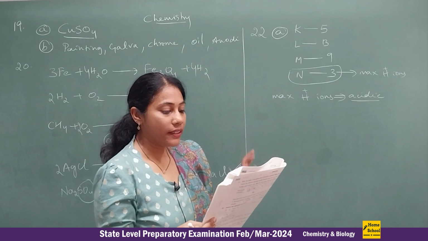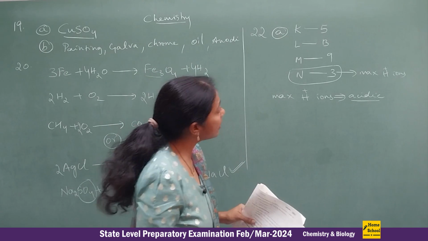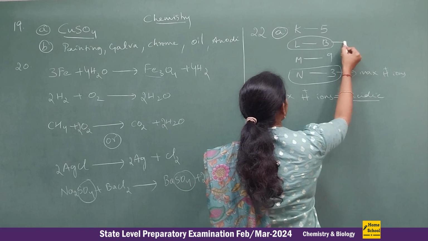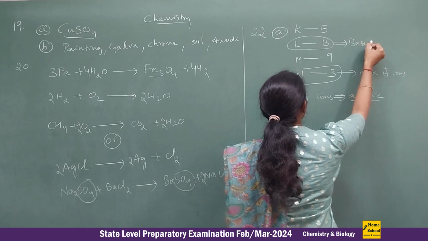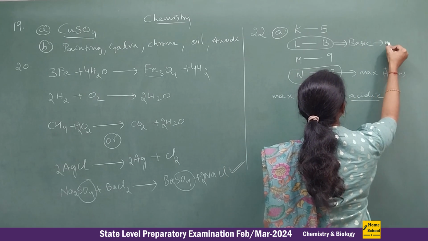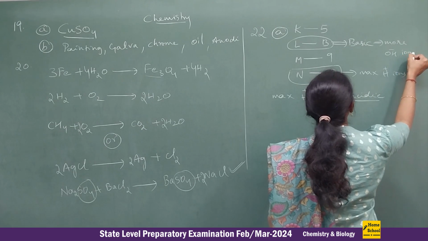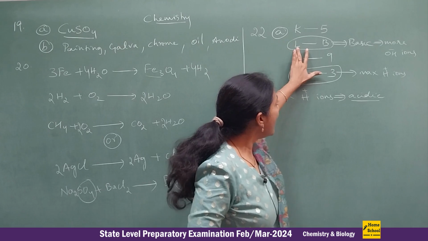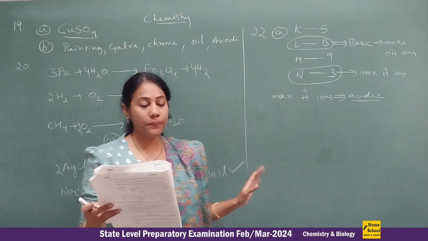Now which of the solutions has got maximum hydroxide ions? Which is the highest number? 13, L. That means more basic. So this one is more basic. More basic means what? It will have more OH minus ions. Right? So N has got maximum H plus ions. L has got maximum OH minus ions. So that is the answer.